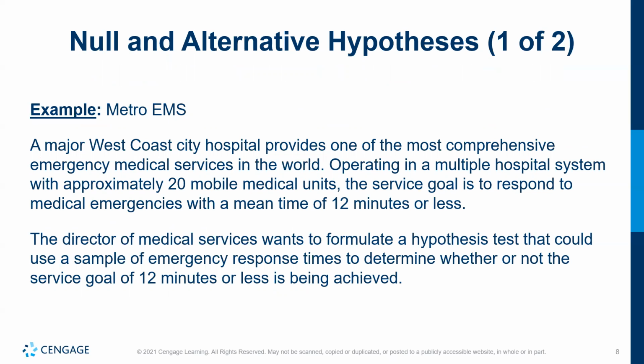Nice. Operating in multiple hospital systems with approximately 20 mobile medical units, the service goal is to respond to medical emergencies with a mean time of 12 minutes or less. 12 minutes. I'm having a heart attack. 12 minutes isn't going to cut it, right? But I guess that's what they can do. So the Director of Medical Services wants to formulate a hypothesis that could use a sample of emergency response times to determine whether or not the service goal of 12 minutes or less is being achieved.